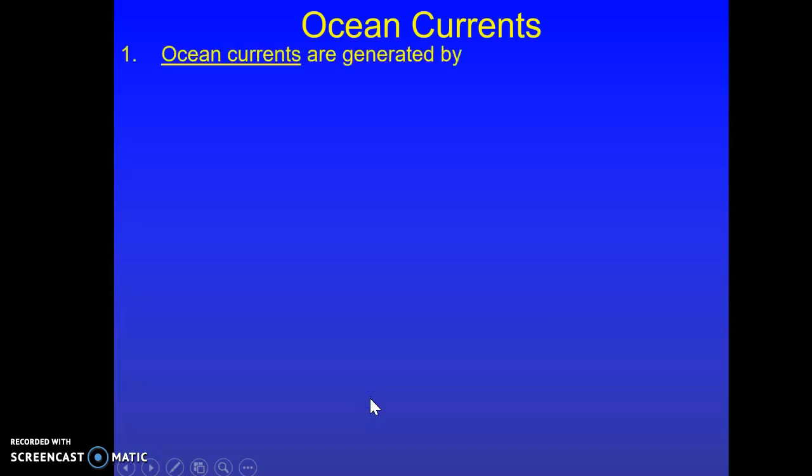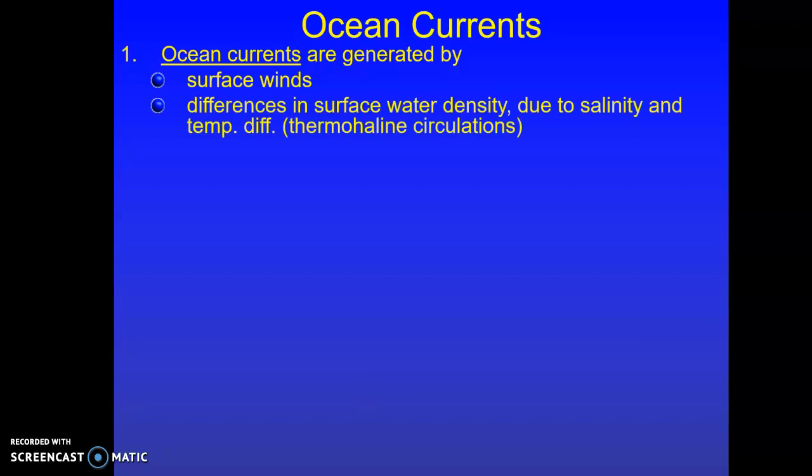Okay, so ocean currents are generated by surface winds. So we've been learning about those, so it's a natural time to come in and look at this. They're also generated, though, by differences in surface water density, which are due to either differences in salinity itself, in other words, the salt content of the water, and temperature differences.